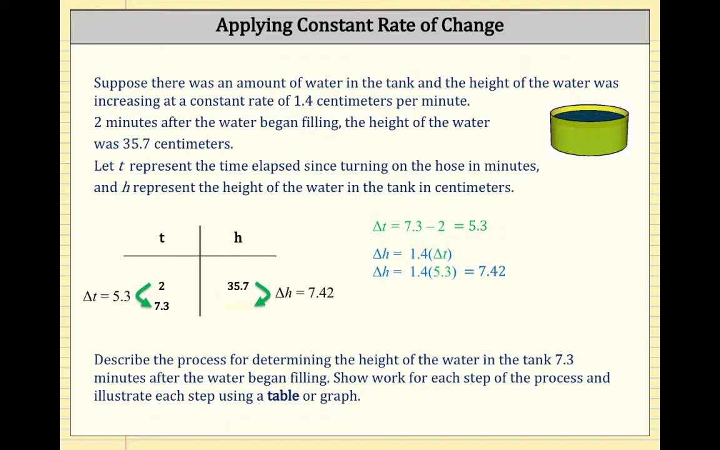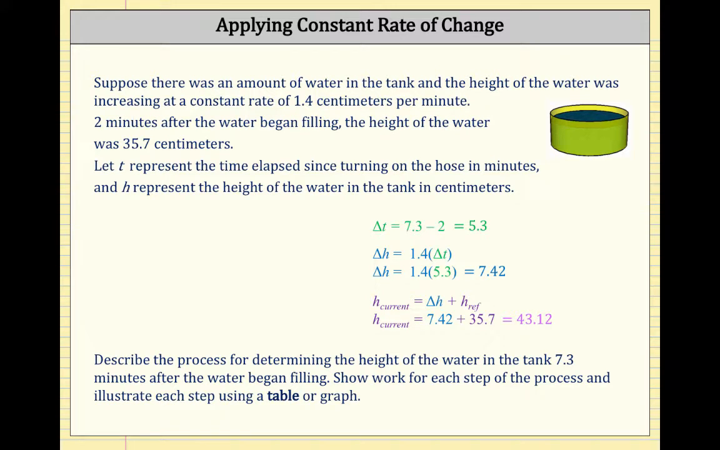That means we are increasing 7.42 centimeters from 35.7 centimeters. The current height is the change in height plus the reference height, which was that original height of water. To do that, we take 7.42 plus 35.7, and we get 43.12 centimeters. So according to that, when 7.3 minutes have gone by, the height of the water is now 43.12 centimeters.